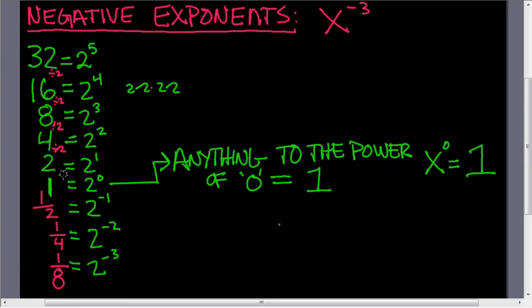So what happened here when the exponent was negative? Well, one, it started out, it made a fraction. But how did you get these numbers underneath?